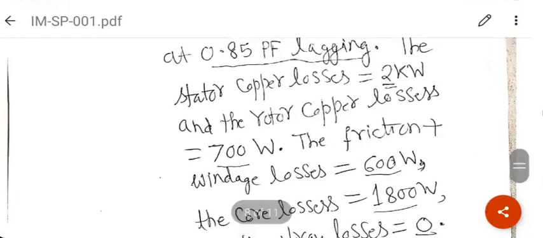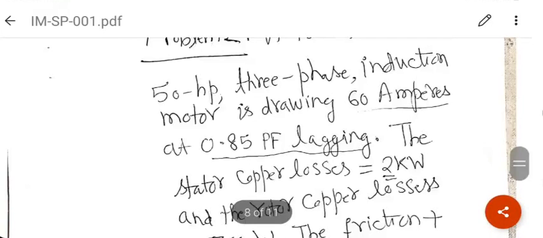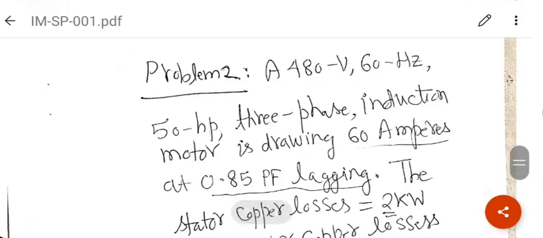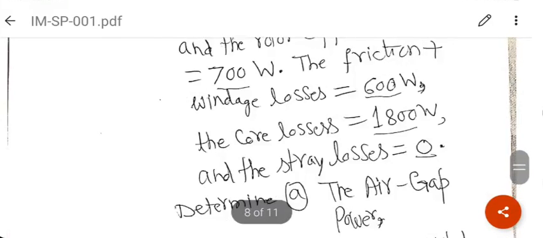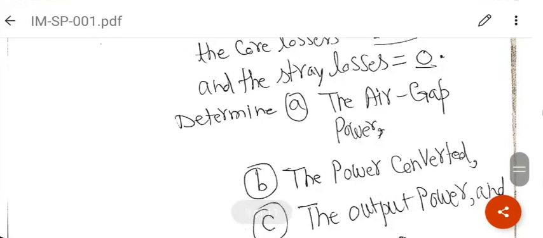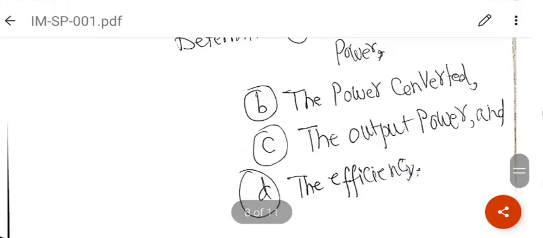This one is quite interesting. It deals with the power flow in the machine. So what do they want? They want the air gap power, that means actual power that has coupled from stator to rotor. Okay, we'll do that. The power converted. Okay, there's a difference between the two. We'll come to it slowly. Okay, the output power and the efficiency. Let's see how we do it.